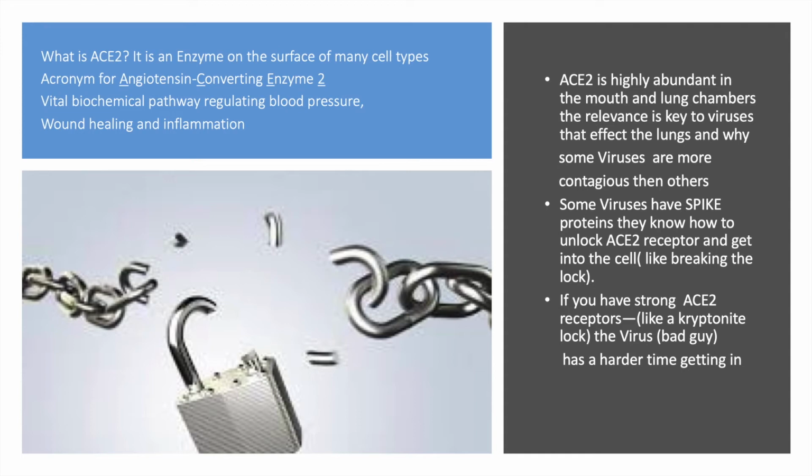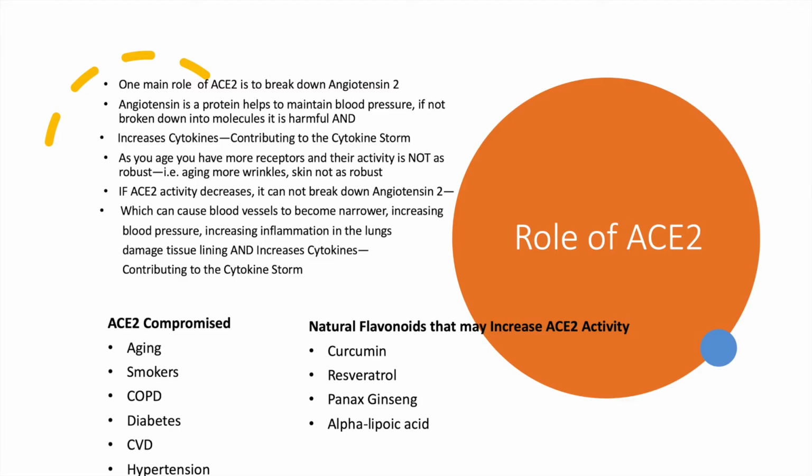So some viruses have these spike proteins. They know how to get into ACE2, unlock the receptor, and break in like a lock. If you have strong ACE2 receptors, like a kryptonite lock, the virus, the bad guy, has a harder time getting in. What is the role of ACE2?